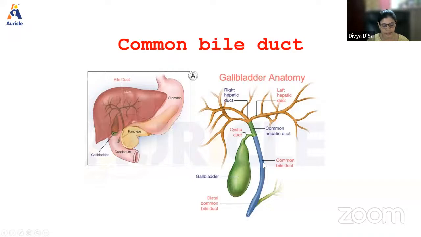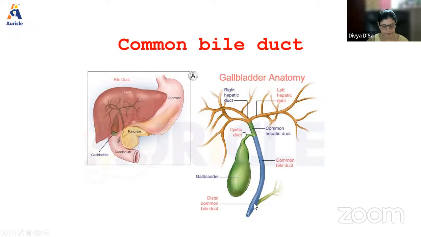Then it runs in front of the epiploic foramen and descends behind the first part of the duodenum, lodging in the groove behind the head of the pancreas. Sometimes it even passes through the substance of the head. In the posterior medial wall of the second part of the duodenum, the bile duct comes in contact with the main pancreatic duct.